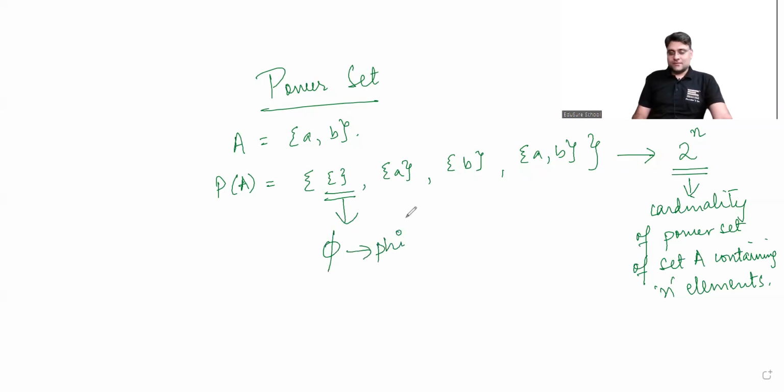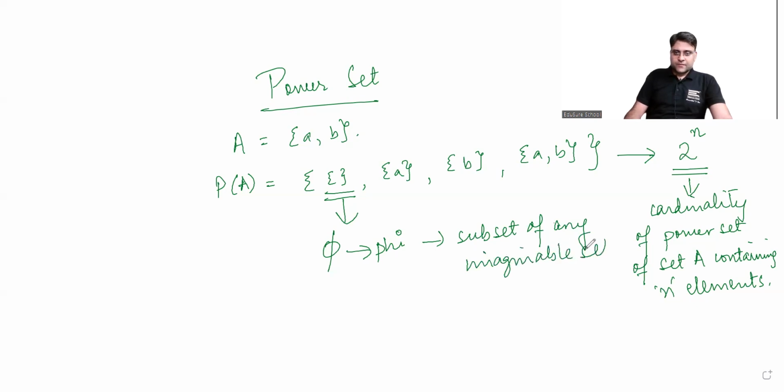It's called phi. That is, no element is there in the set. Phi is a subset of any imaginable set. Any set having one element, 50 elements, infinite elements, all of them will have phi as a subset, right? So that's one of the subsets in the power set. So that's about the power set.